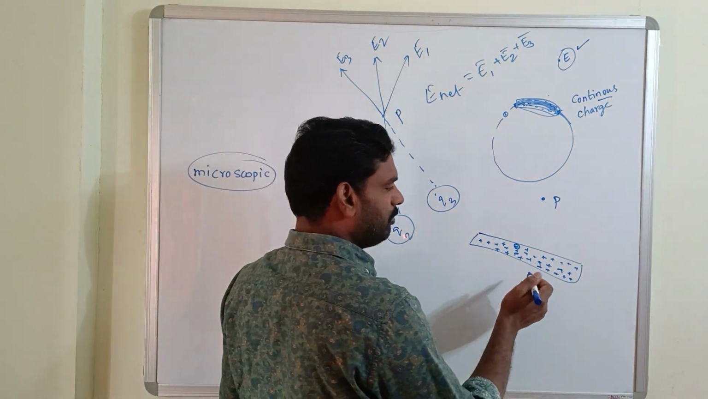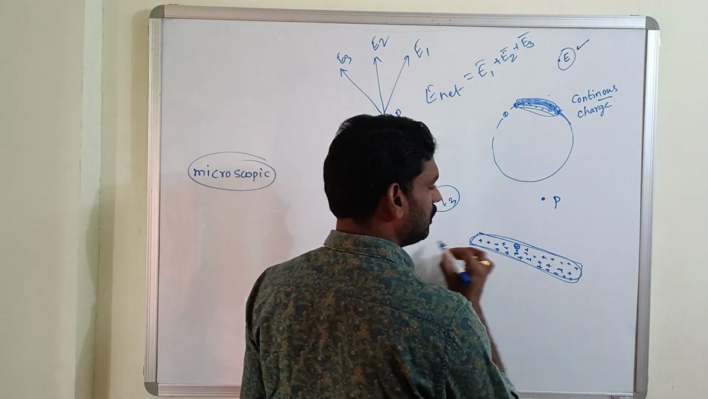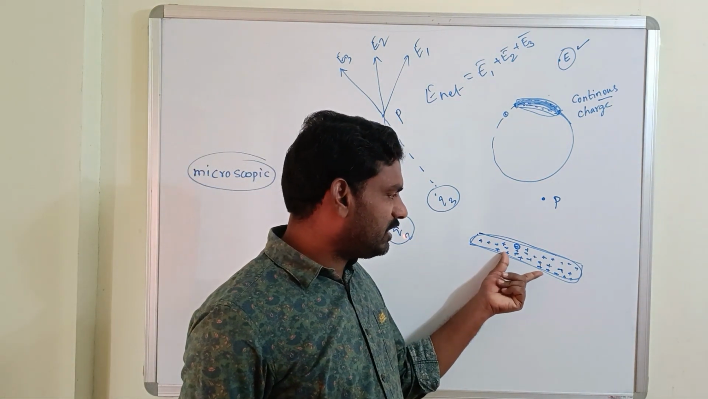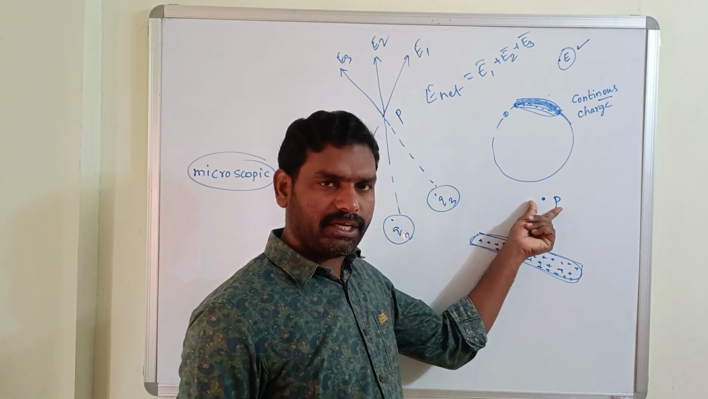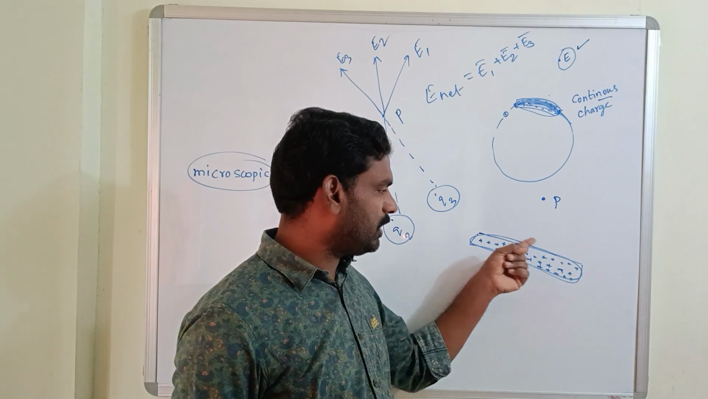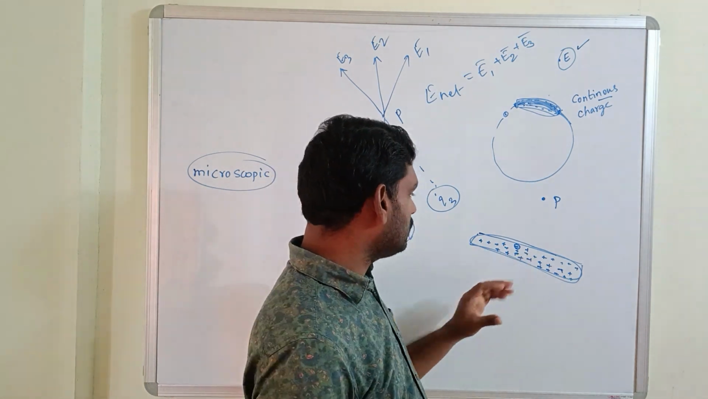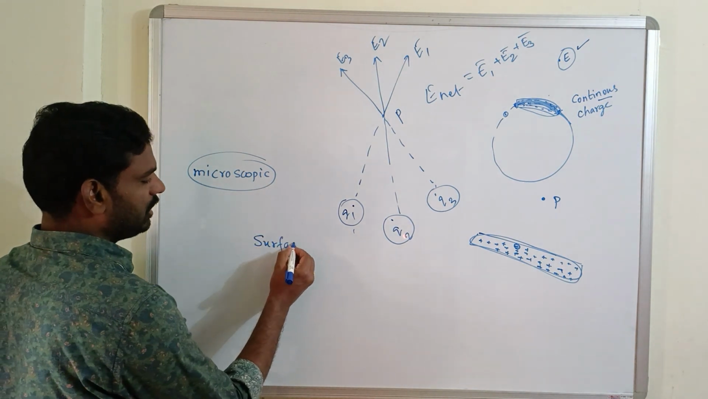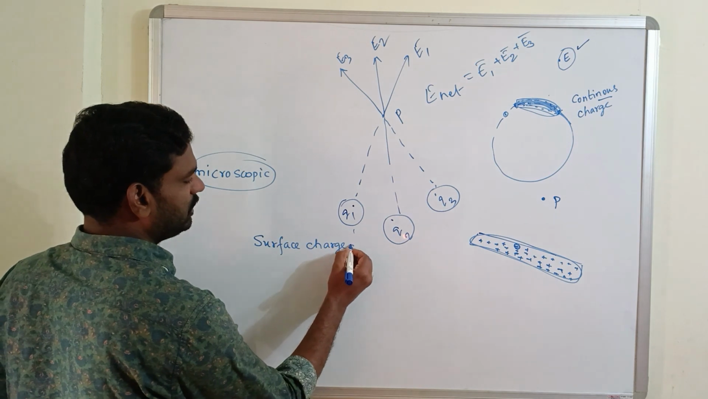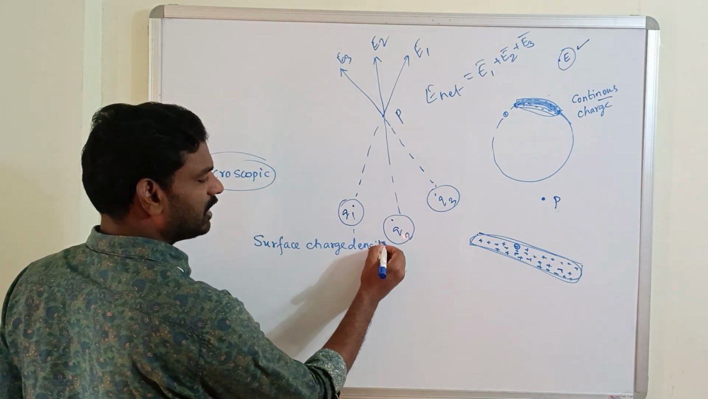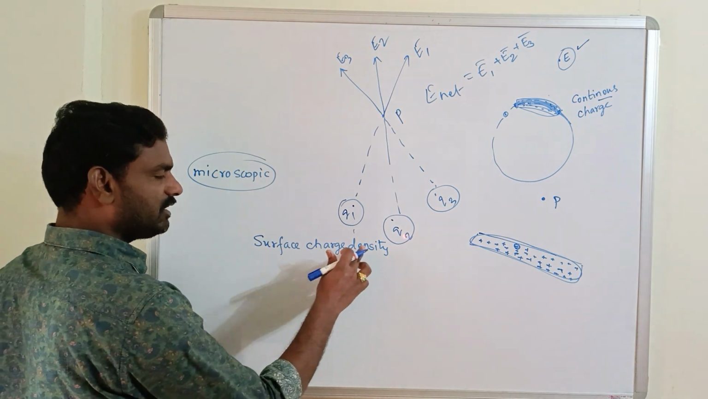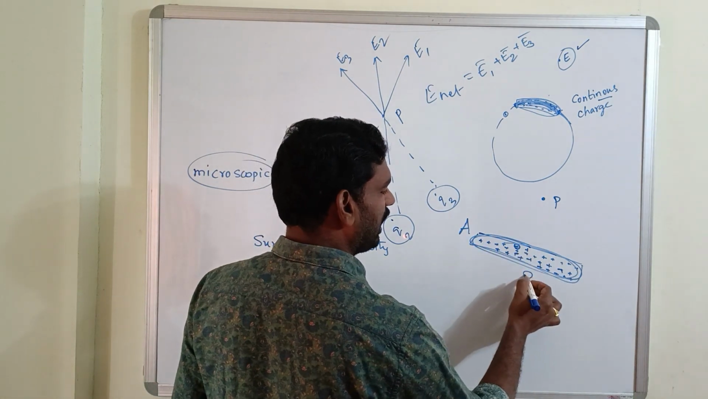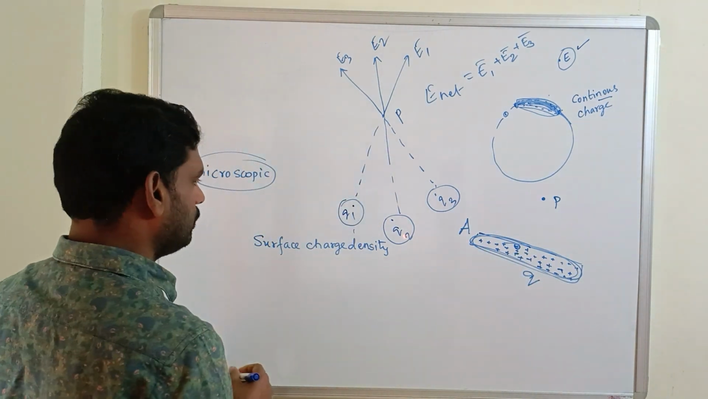That's why I'm taking this total charge, the charges distributed continuously, and this net charge. What is the electric field at point P due to the net charge possessed by this continuous charge distribution? For this, I am taking surface charge density. We know mass density is mass per unit volume. Here, for surface charge density, I am taking a surface area. So this total surface area has some charge q.